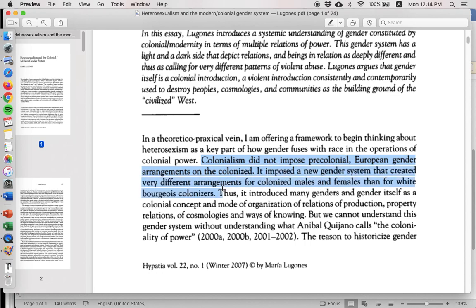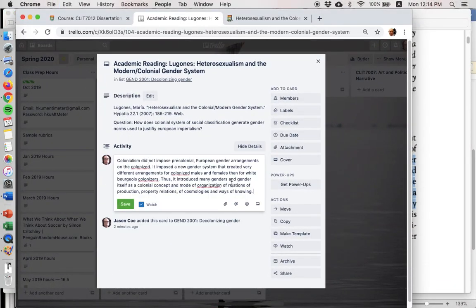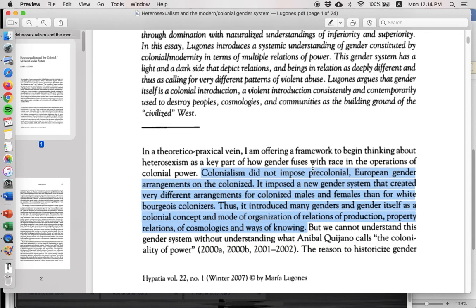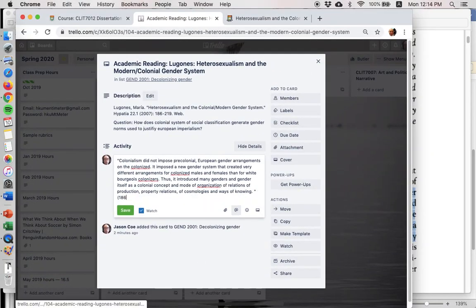A new gender system that created very different ranges of colonialism than for white bourgeois colonists. Thus, it introduced many genders. Okay, so this is really important, right? So then I would put that, and then I would put the page number, 186.